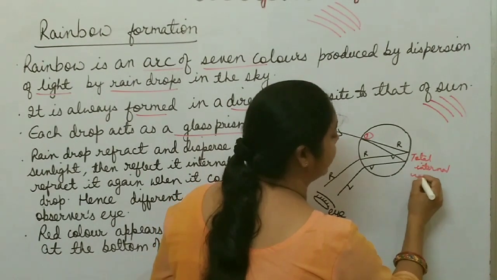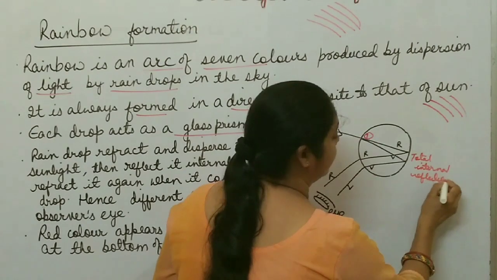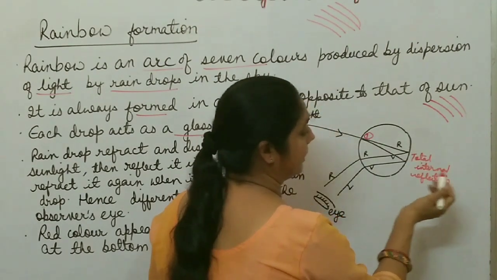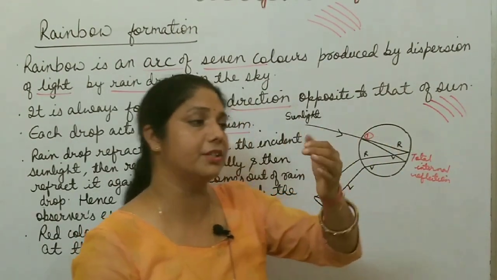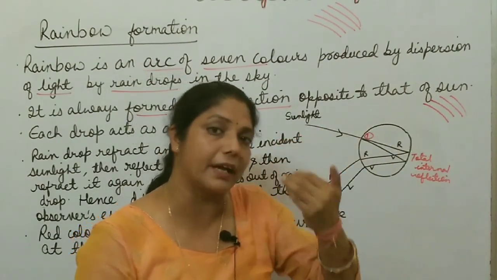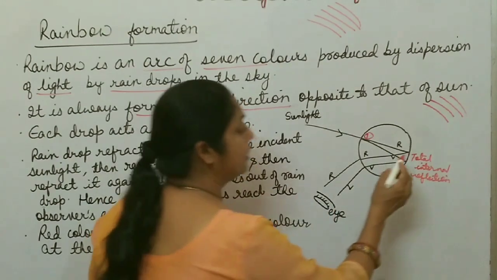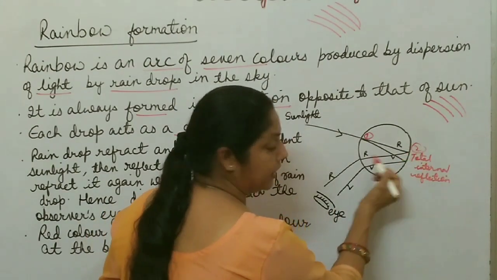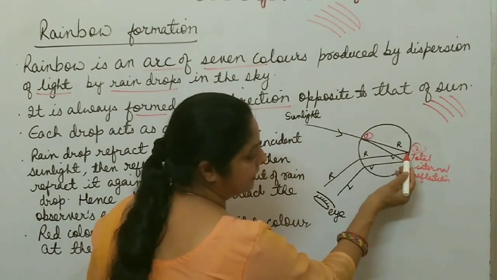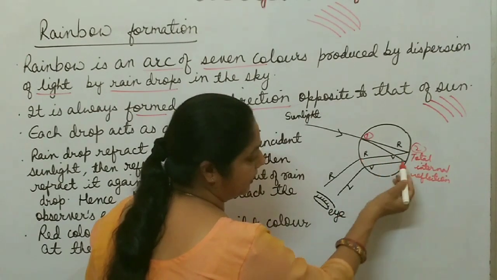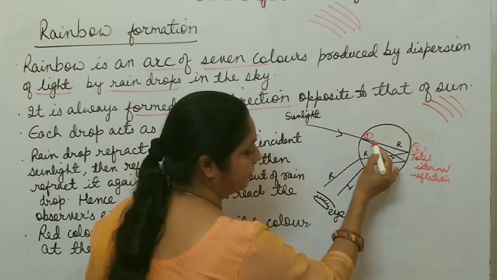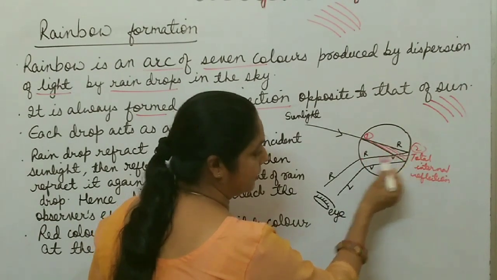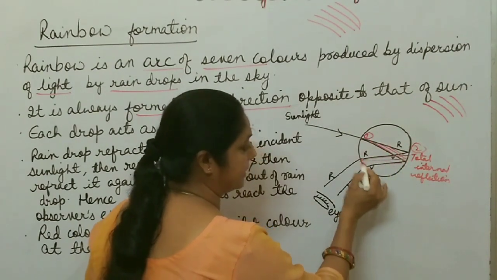Total internal reflection. You study this in the higher classes. You just need to know that total internal reflection is a phenomenon in which light is internally reflected back in the same medium. So second, here total internal reflection takes place. Red color reflects at this point and violet color reflects at the bottom. So here also all 7 colors reach this point.